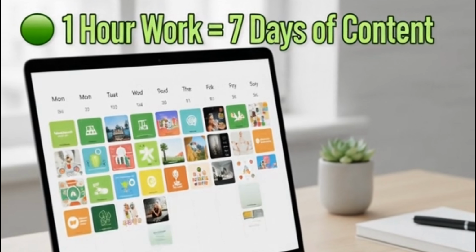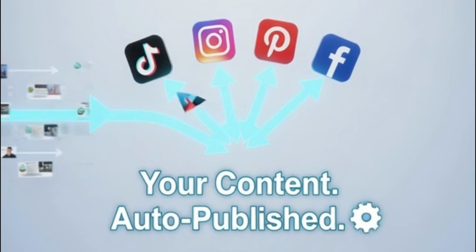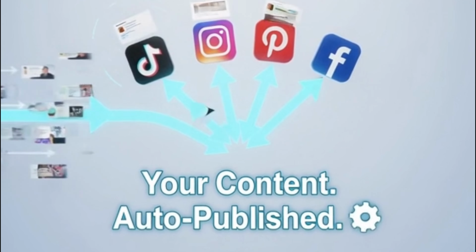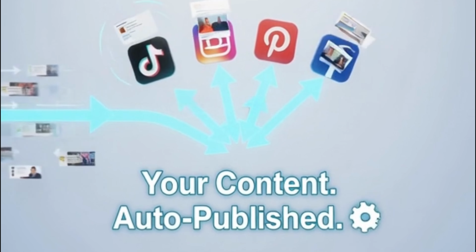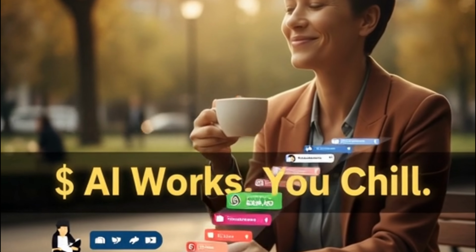Now schedule everything. Use Metricool or Buffer, free plans, to schedule all your posts for the week. You create everything once, and AI posts it daily while you focus on building new products. That's how your business starts running on autopilot.